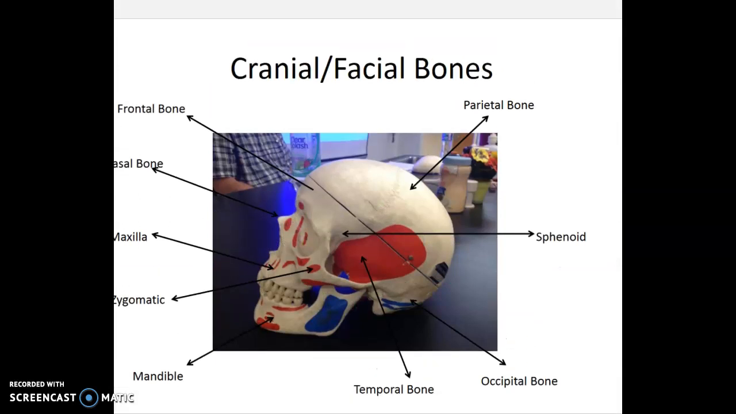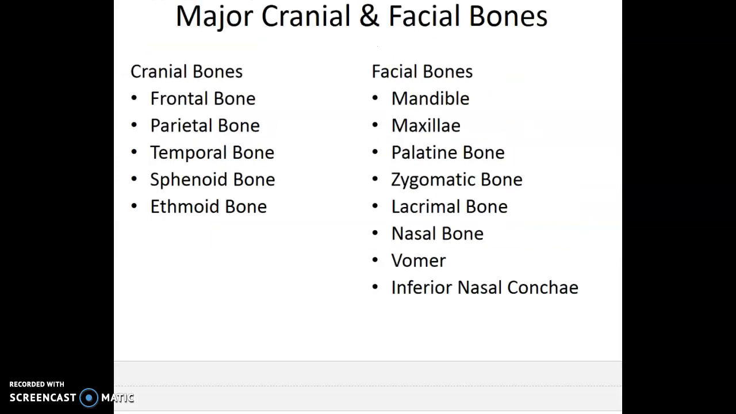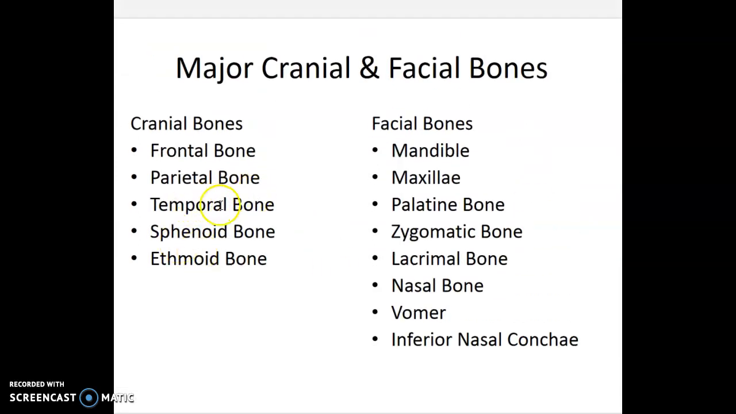Okay, so again, we're going to continue with the bones that you need to know. We've looked at the frontal, the parietal, the temporal, and the occipital, which is actually not on this list, but it should be. So just remember, occipital is one of those cranial bones. But what we're going to look at next is the sphenoid and the ethmoid bone.